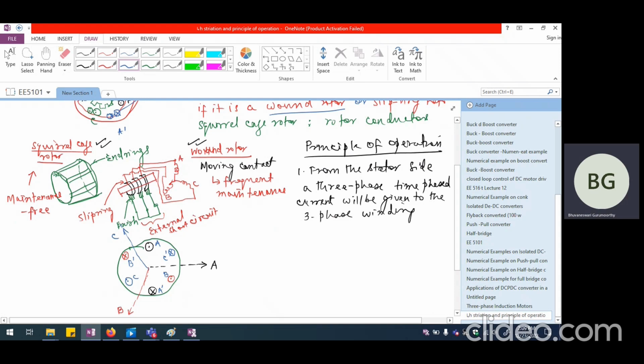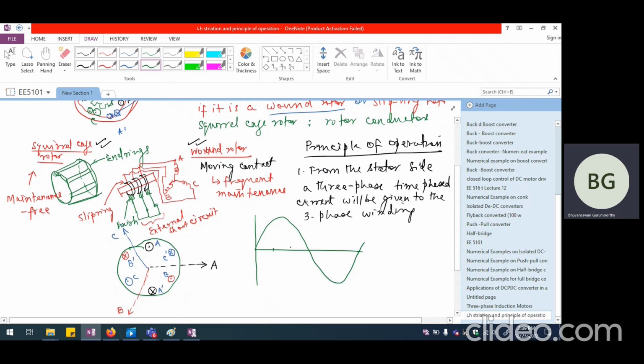Now the A phase, B phase, C phase axes are given here. So if I am going to have a sinusoidal supply for the three phases, let us say this is my A phase current.